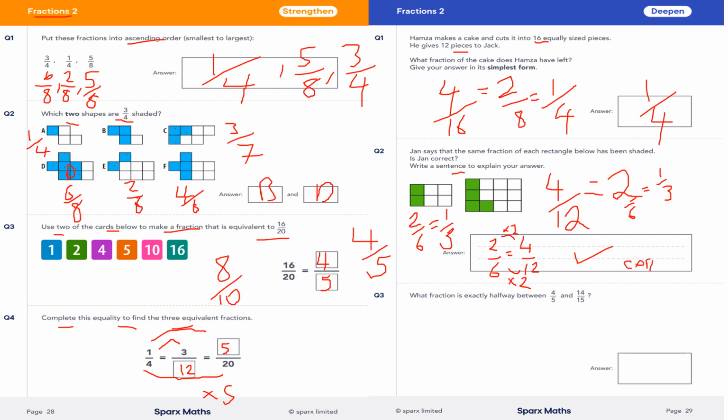So that's the question of the day, guys. Again, I've seen this question appear on a higher tier AQA paper. So what fraction is exactly halfway between 4/5 and 14/15? So make it so it's out of the same denominator, times top and bottom by 3, and I'm going to get 12/15, and 14/15. The fraction that is bang in the middle will be 13/15. And that, guys, is my final answer.